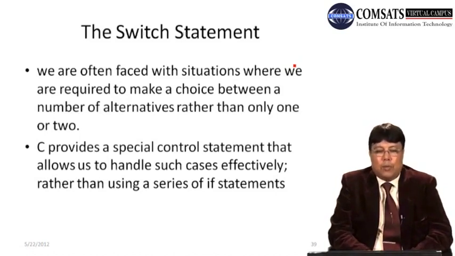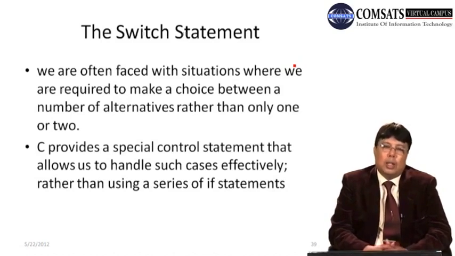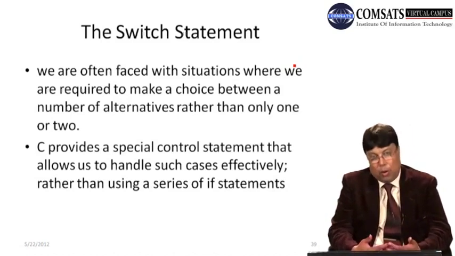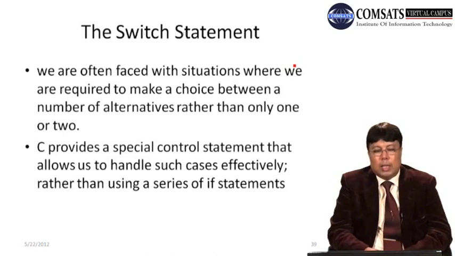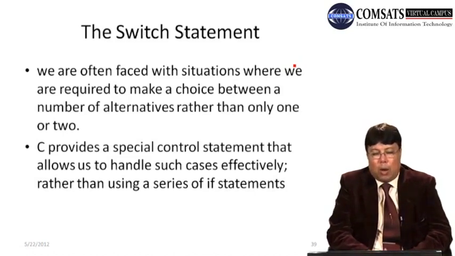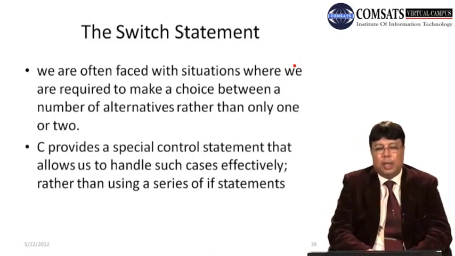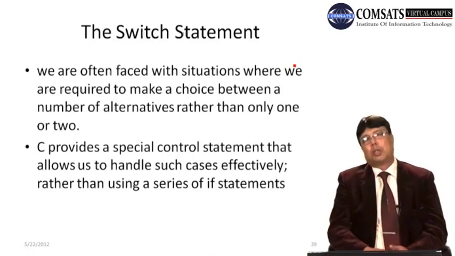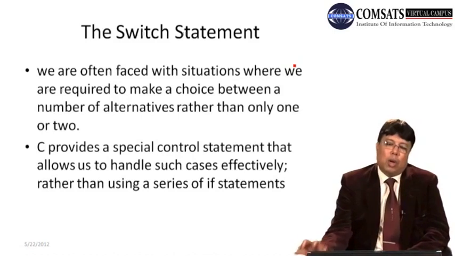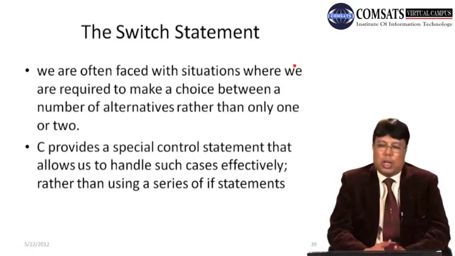So we face the situation where we need to make a choice between a number of alternatives rather than only one or two. You have to decide whether you want to use a for loop, a while loop, or a do while loop. C provides a special control statement that allows us to handle such cases effectively rather than using a series of if statements. There are certain conditions where you have to test 1, 2, 3, 4, 5, 6 possible outputs. For that purpose we have a statement which is called a switch statement.